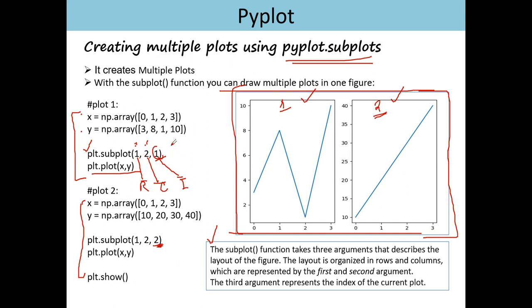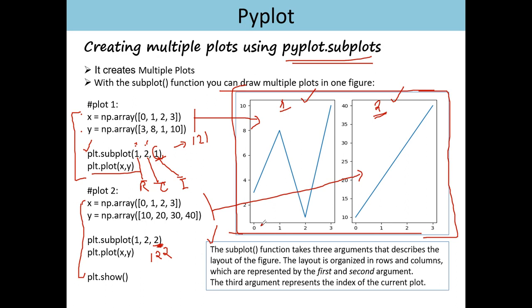Sometimes these things can be written as 1 2 1 just like that, deleting the commas, but giving commas is more preferable for clear identification. And this can also be written as 1 2 2. So this dimension, these values go to this plot.